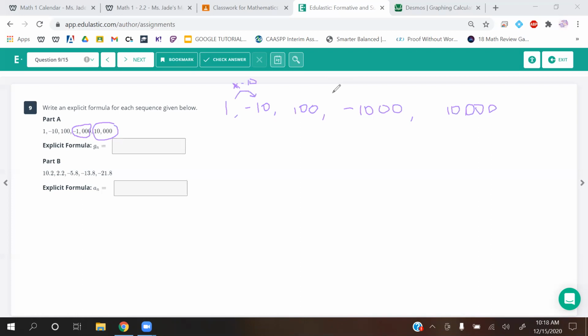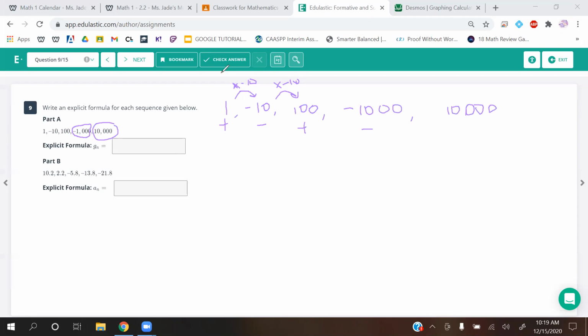So 1 times negative 10 is negative 10. If you multiply negative 10 by negative 10, then you'll get positive 100. My computer is kind of broken up here. Notice that the signs are flopping. So it's a positive, it's a negative, it's a positive, it's a negative. That automatically means you are multiplying by a negative number. So we are multiplying by negative 10.